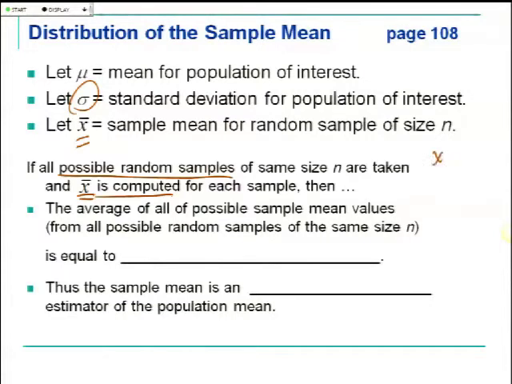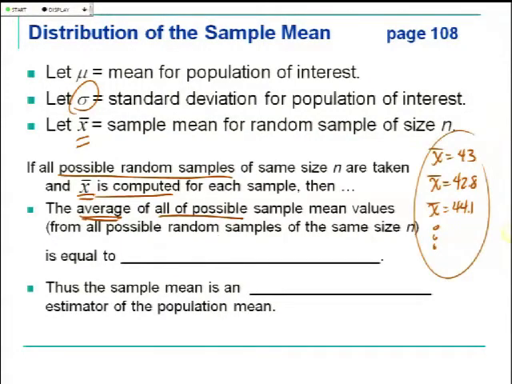The first time we get an x bar, maybe it's 43 like we did. If we did it again, maybe the sample mean would be 42.8. Maybe the next one would be 44.1, and so on. Imagine all of those sample means being calculated if you were to take the time and go back and sample 1,000 workers over and over. Here are some results that will happen if you did that process. If you took all those sample means and averaged them all out, they would turn out to be, as an average, equal to mu, the population mean.